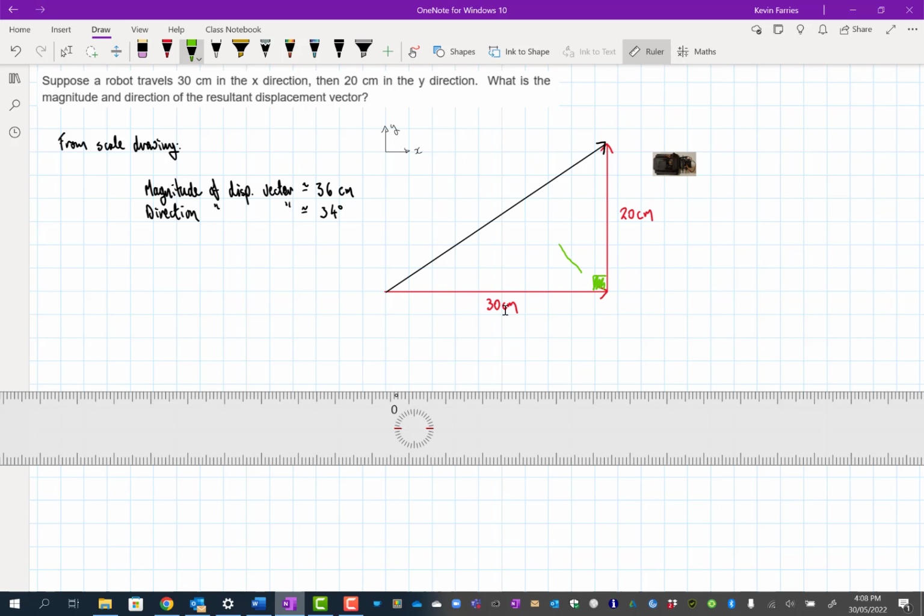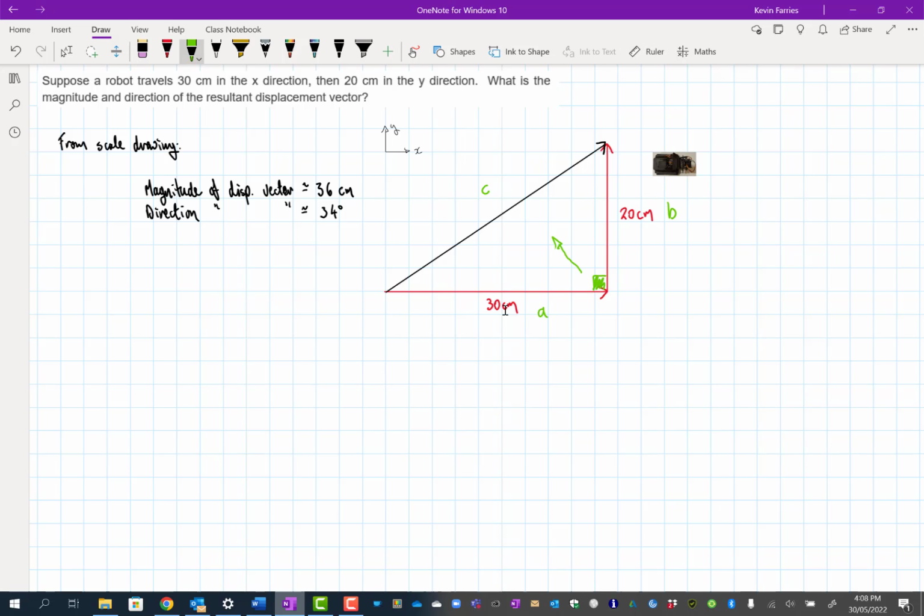So the first thing we do is label the sides. The longest side is called the hypotenuse, and for Pythagoras we would usually call that C, and then we'll call the other ones A and B. It doesn't really matter which is which, so we'll call this one A, this one B. So write down the formula. I'll just say using trig, because we used the scale drawing before.